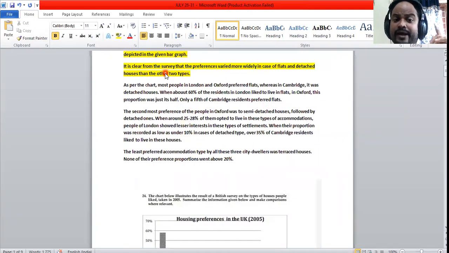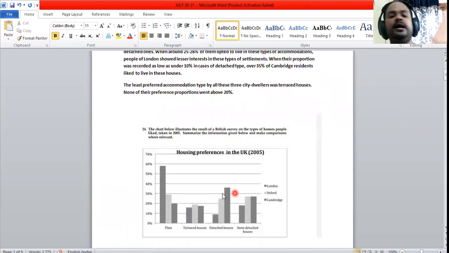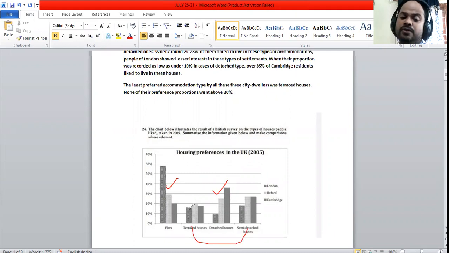It's clear from the survey that the preferences varied more widely in case of flats and detached houses than the other two types. The preferences varied all through the types, but more in case of flats and detached types. The variations are not that much in the other types, but you can see the variations are very wide in these two areas, the types of flats and detached houses.